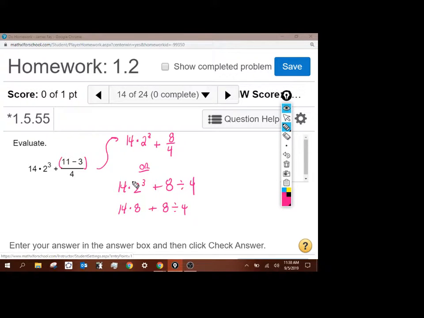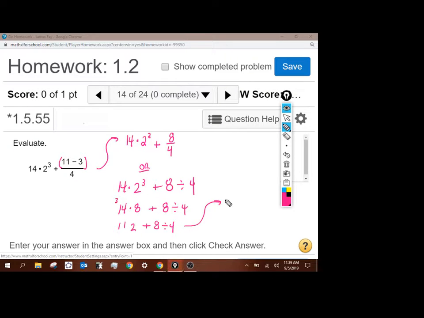What's 8 times 4? 32, right? So I'll write my 2 down. I'll carry my 3. What's 8 times 1? 8 plus my 3? 11. So I got 112 is 14 times 8, right? And then I've got 8 divided by 4 still here.